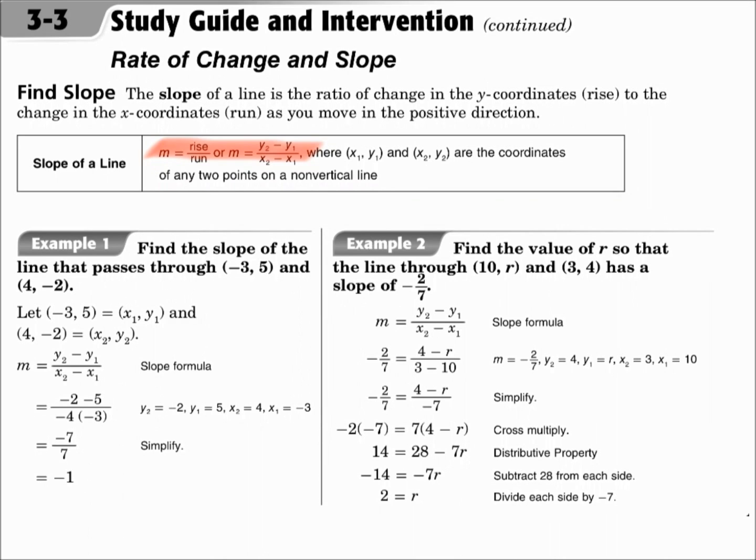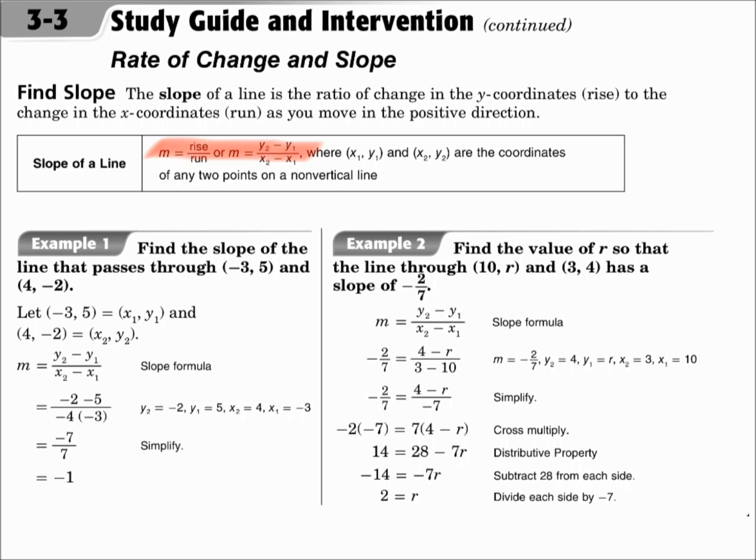The slope of a line is the ratio of change in the y-coordinates, which is the rise, to the change in the x-coordinates, which is the run, as you move in the positive direction. Y-coordinates go up and down, that's why that's called a rise. X-coordinates go left and right, that's why it's called a run. And you have the formulas. M equals rise over run, or M equals y2 minus y1 over x2 minus x1. The order is very important there, so make sure you don't mix them up. Always do y2 minus y1 over x2 minus x1.